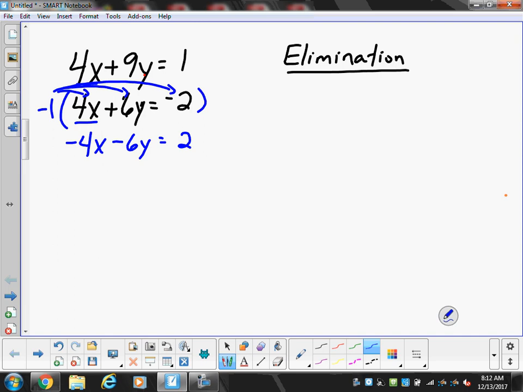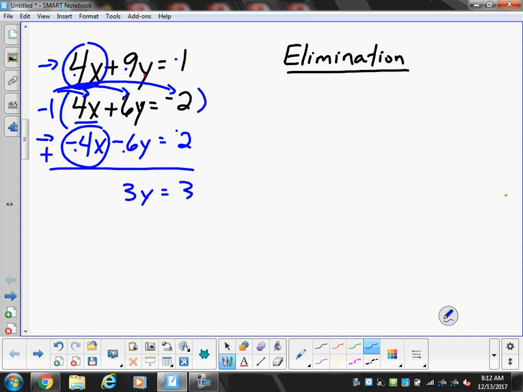And so now I have a positive 4x and a negative 4x. So I'm going to add my two equations together, this equation and this equation. So 4x minus 4x is 0. 9y minus 6y is 3y. And then 1 plus 2 is 3. And that's a real simple solution right here. Divide both sides by 3 and y equals 1.